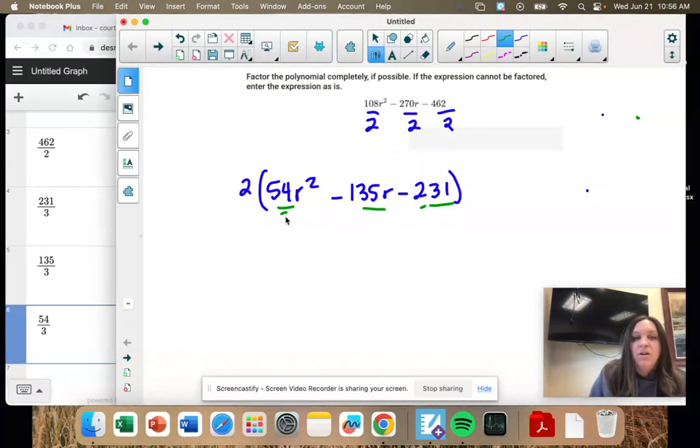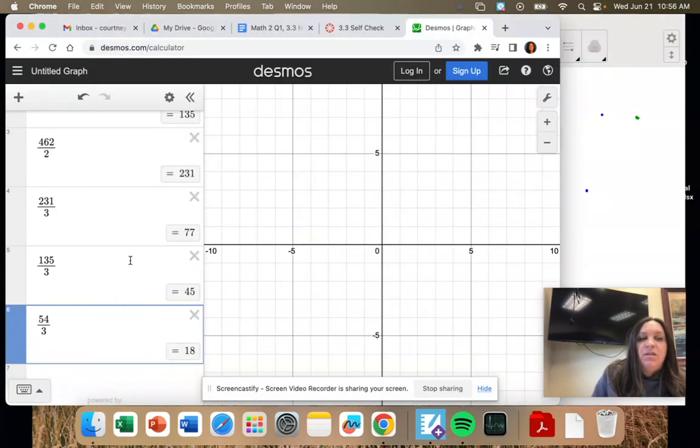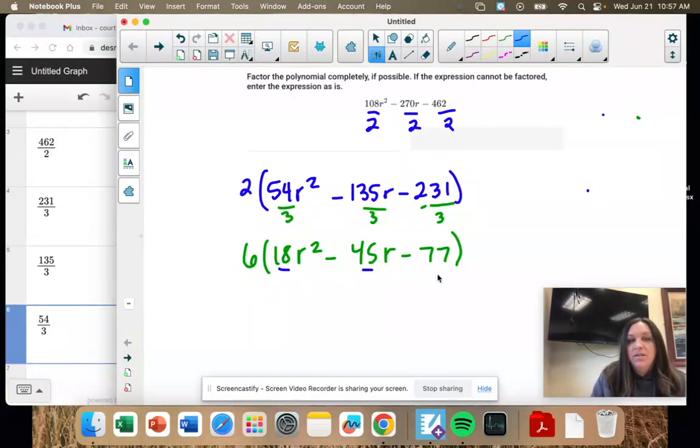I'm going to take out a 3. So now out here I have a 6. I have 2 times 3. So 54 divided by 3 is 18. 135 divided by 3 is 45. And then that was 77. So from here, we're left with 18, 45, and 77.